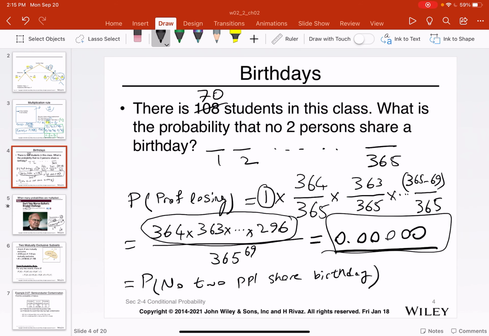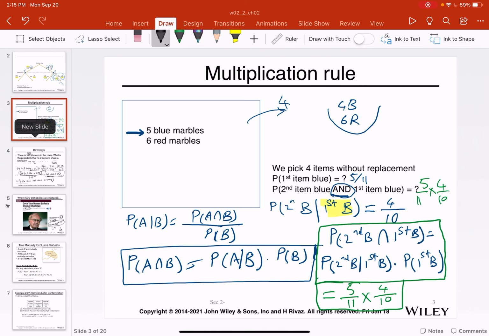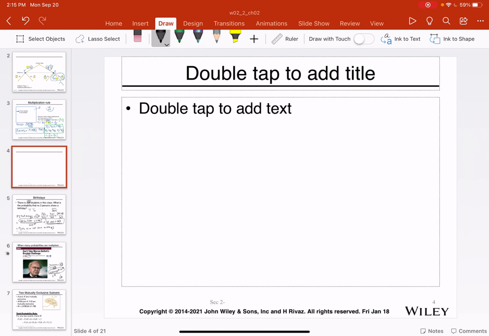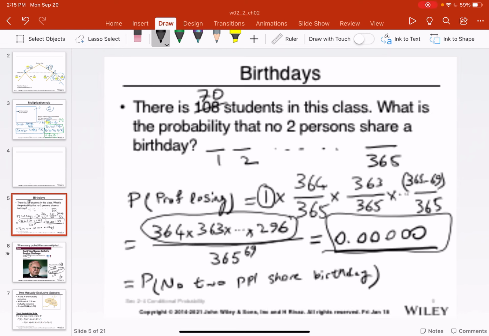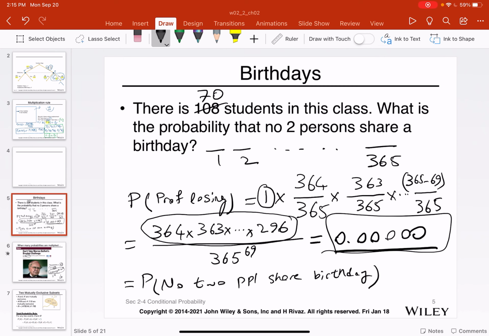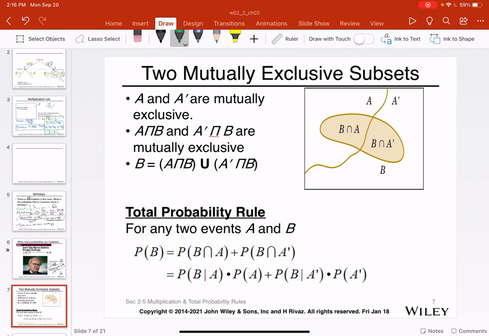So the question is, what is the probability of what? You winning. Yes, the probability of my winning is going to be 1 minus this. So the probability of the prof winning is 1 minus that 0.000 something. All right.